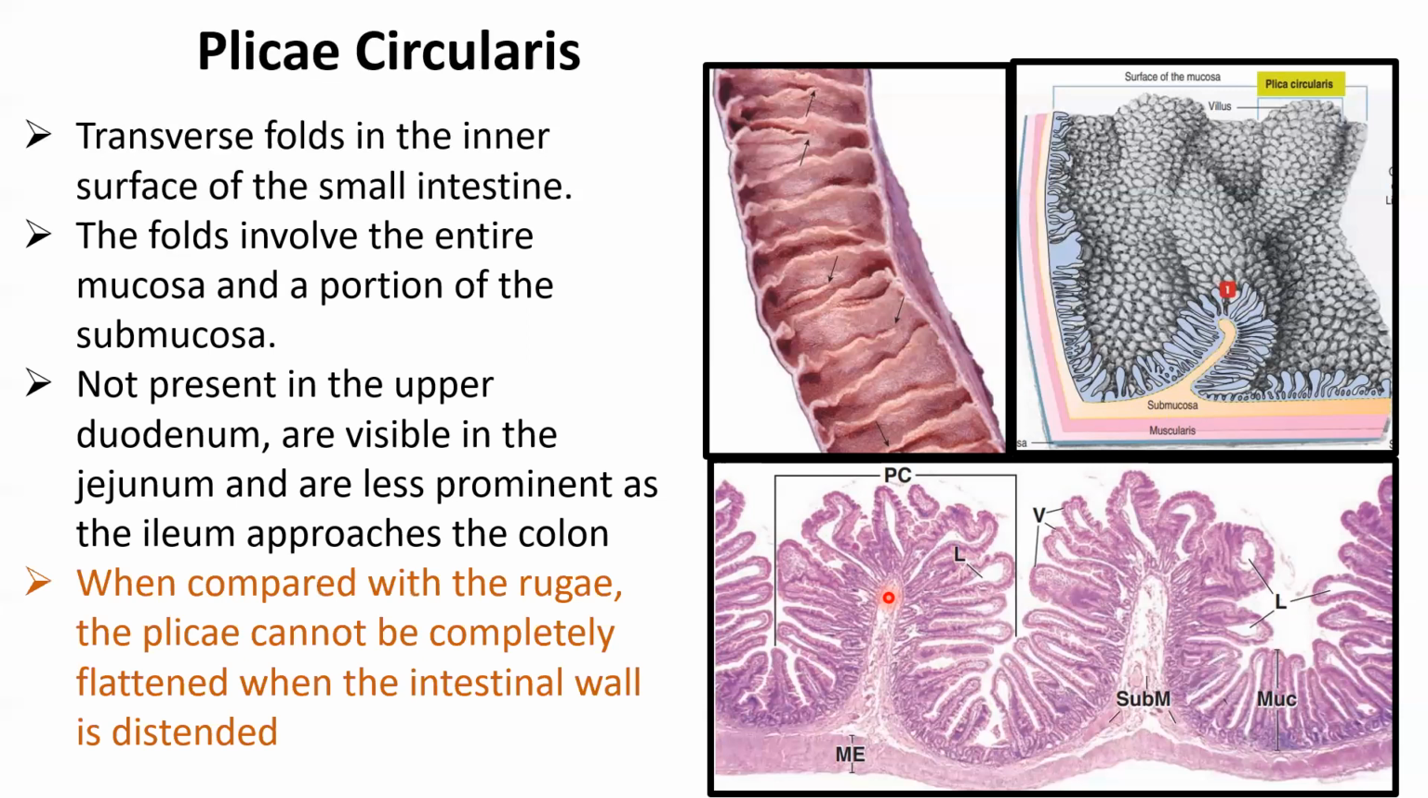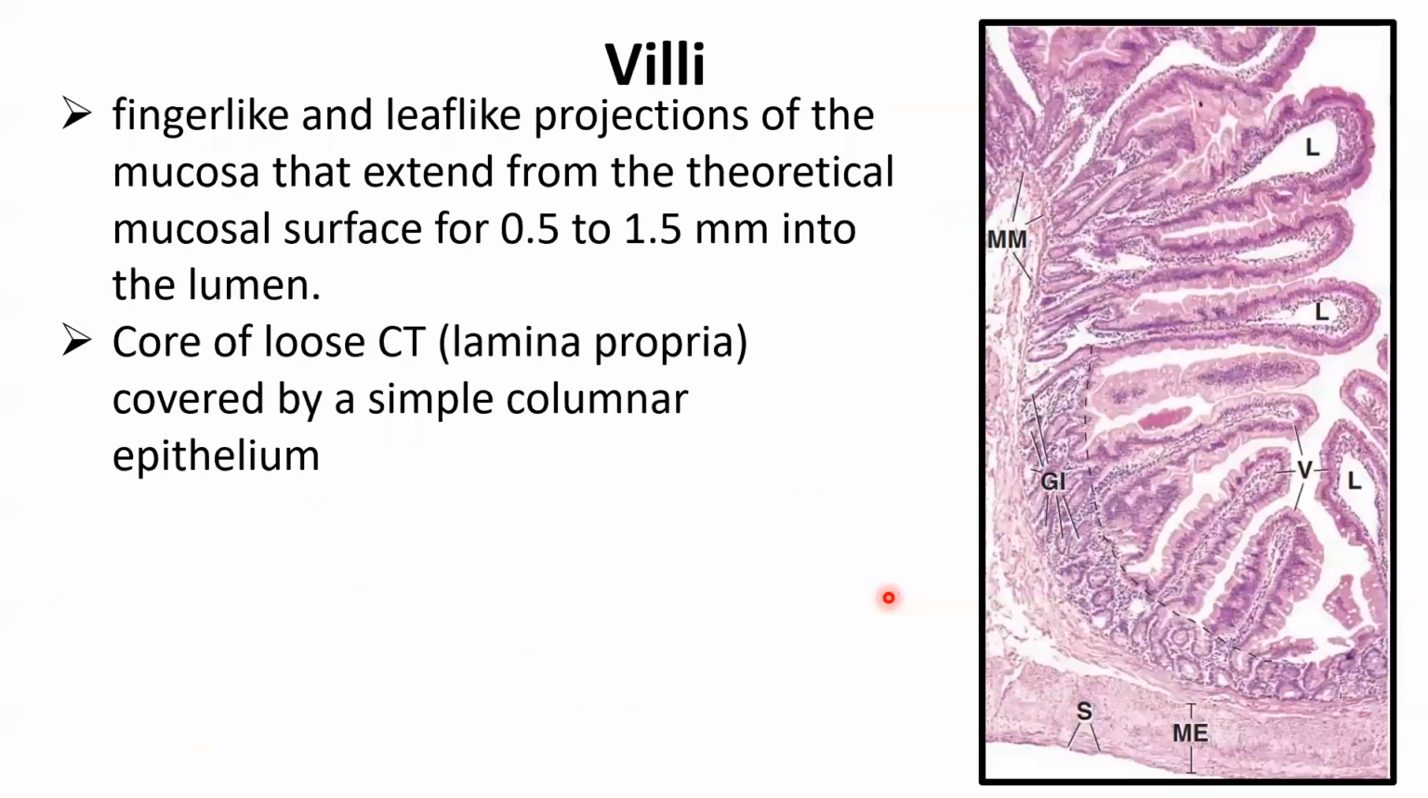And when compared to the rugae of the stomach, they cannot be completely flattened when the intestinal wall is distended. You remember with the stomach when we said that the rugae was basically to take the amount of food that you can put in the stomach so you can extend and flatten. But with this plica circularis, they will not disappear. They will still be there. So this is one of the big differences between them.